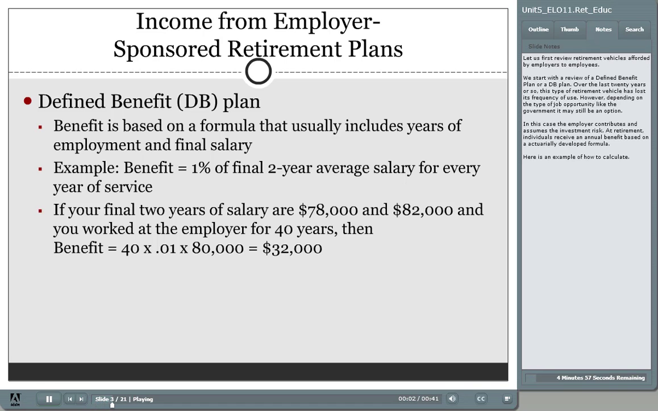Let us first review retirement vehicles afforded by employers to employees. We start with a review of a defined benefit plan, or a DB plan. Over the last 20 years or so, this type of retirement vehicle has lost its frequency of use. However, depending on the type of job opportunity like the government, it may still be an option. In this case, the employer contributes and assumes the investment risk. At retirement, individuals receive an annual benefit based on an actuarially developed formula. Here is an example of how to calculate.